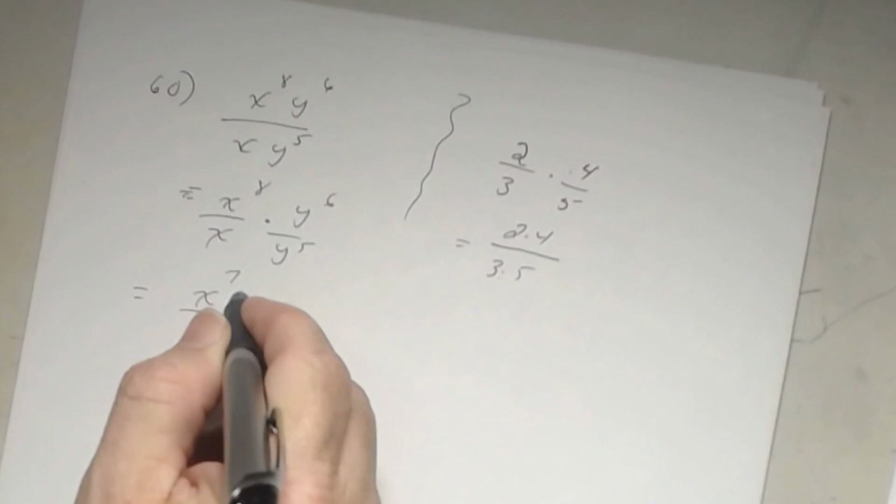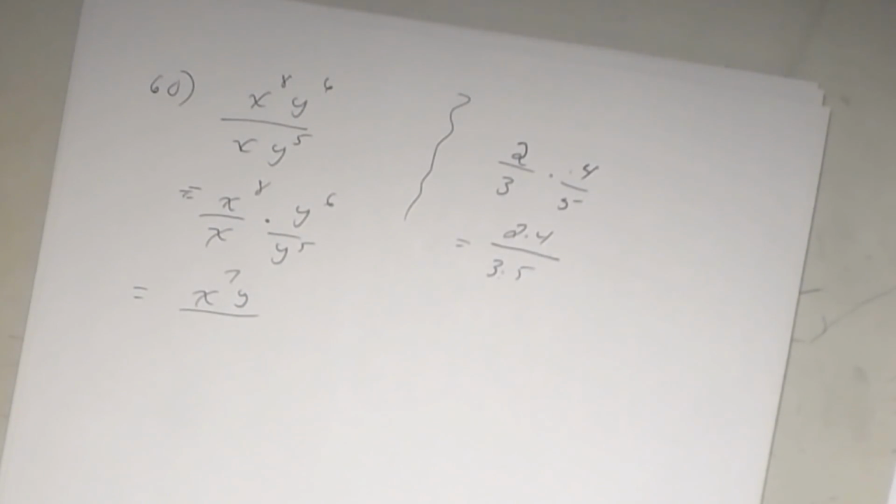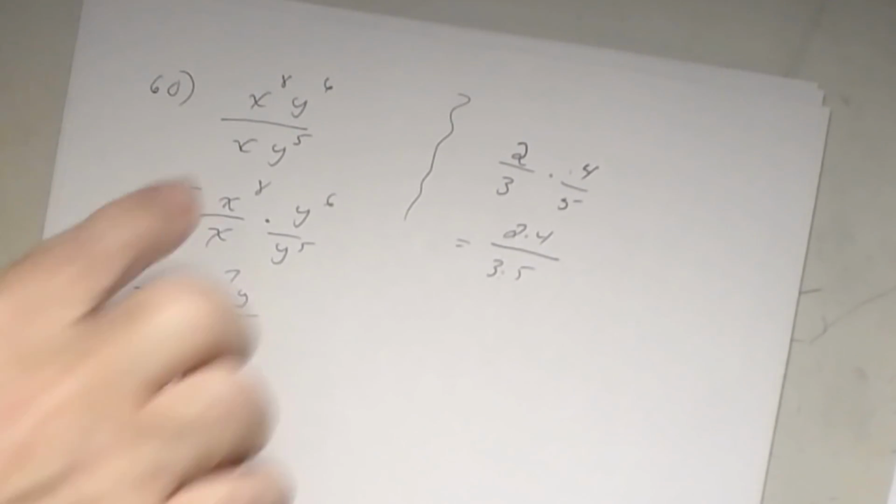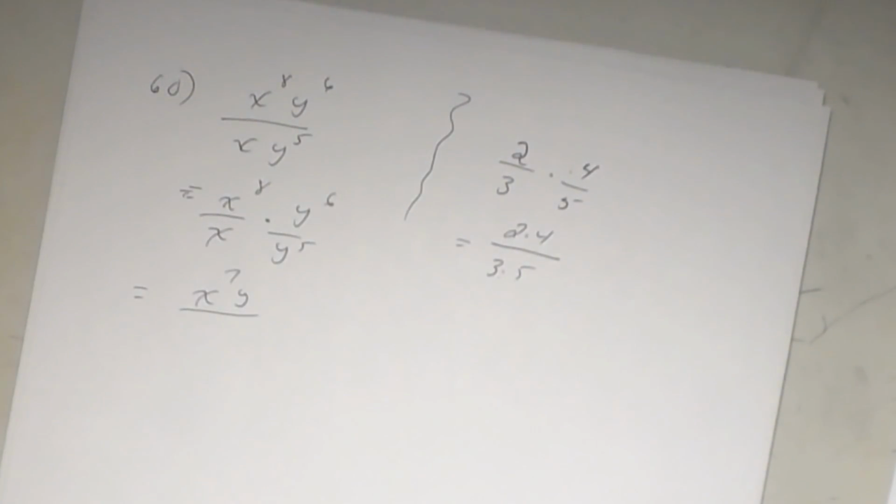Y to the first is just y. So the answer is x to the 7th y. But you don't have to do that middle step. I just wrote it there to show you that you are dividing like bases. You are using the quotient rule. Even though you have different variables involved, you're still using the quotient rule. So use the quotient rule with the variables x, and use the quotient rule with the y's.